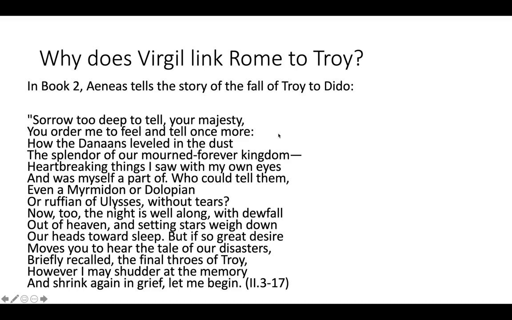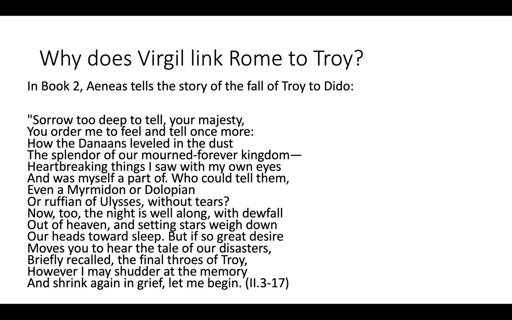Anyway, so why is Virgil doing this? Why link Rome to a legacy of losing, a legacy of a mournful kingdom that's been lost? This is, in a sense, connected to the idea of birthright. The suggestion is that because Aeneas and the Trojans suffered so much in the fall of their city, Aeneas deserves to be celebrated. He deserves to found Rome. He deserves to found a new kingdom.